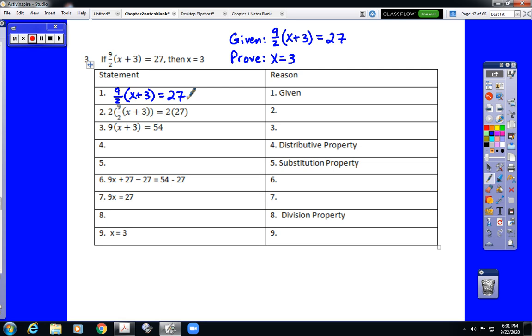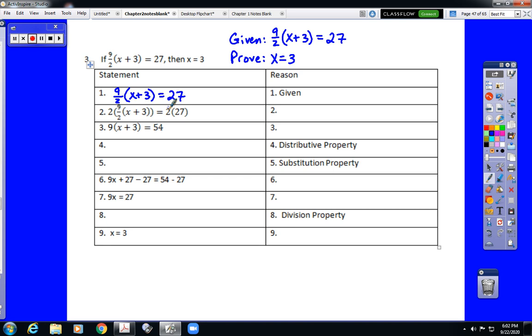So one way that we can deal with a linear equation that has a fraction in it is to clear that fraction. We clear that fraction by multiplying both sides of the equation, every term, by the common denominator of every fraction in the problem. In this case, there's only one fraction in the problem, 9/2, and the denominator of that fraction is 2. So you'll notice in step 2 that we are multiplying both sides, every term, by 2. 2 times 9/2, 2 times 27.